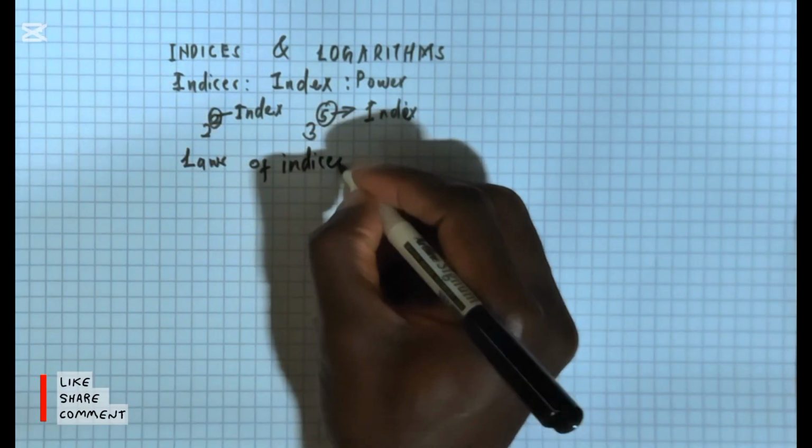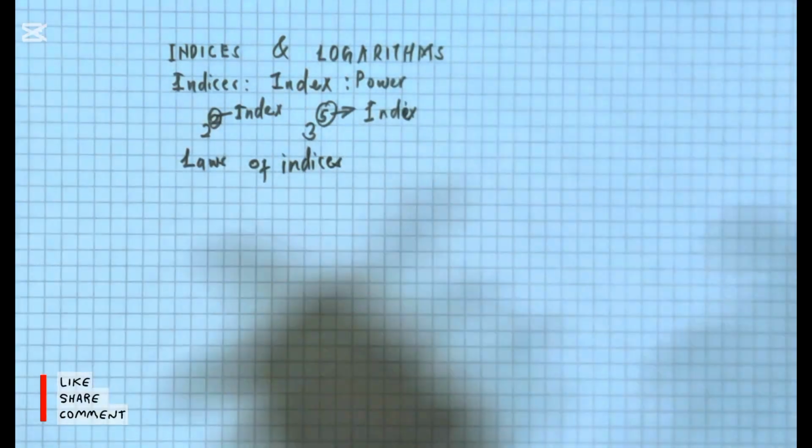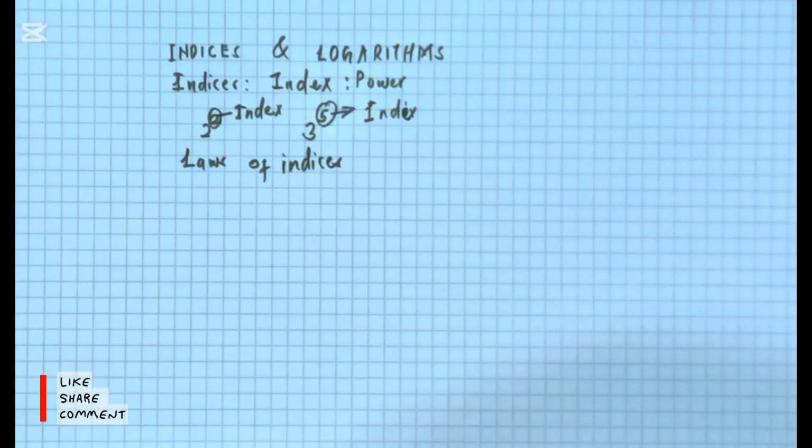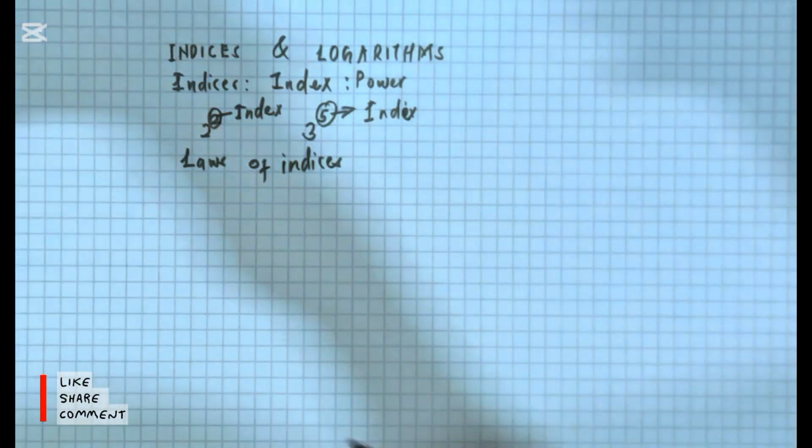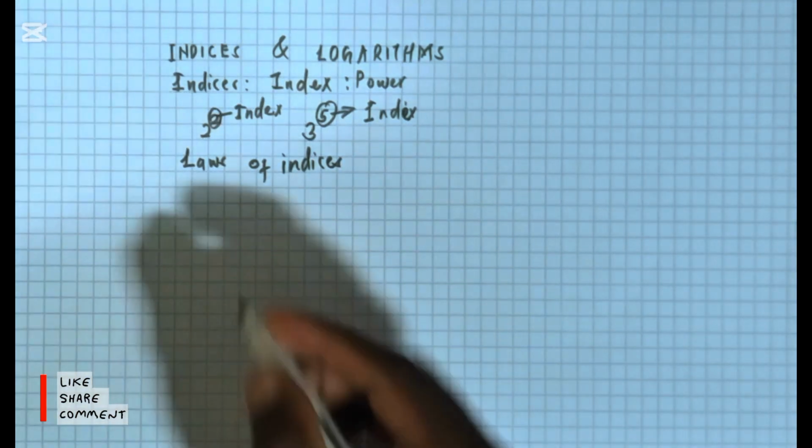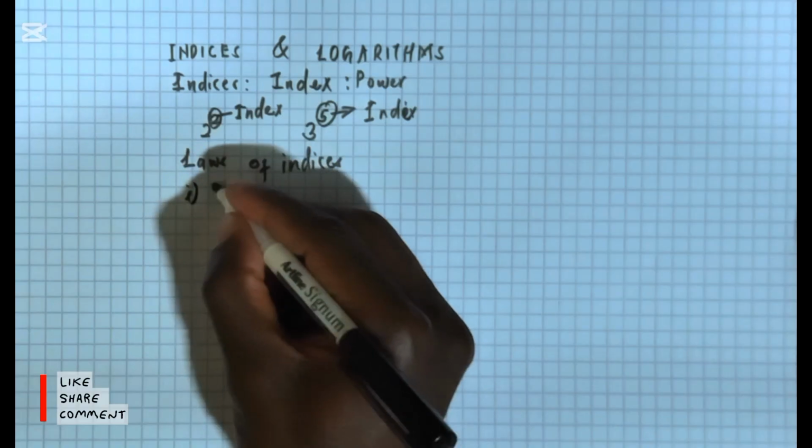What are some of the laws that you should always be looking at whenever you're dealing with indices? There are 3 laws. The first law is what we call the sum rule.